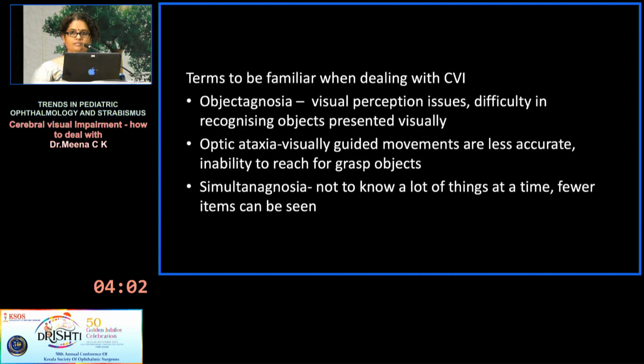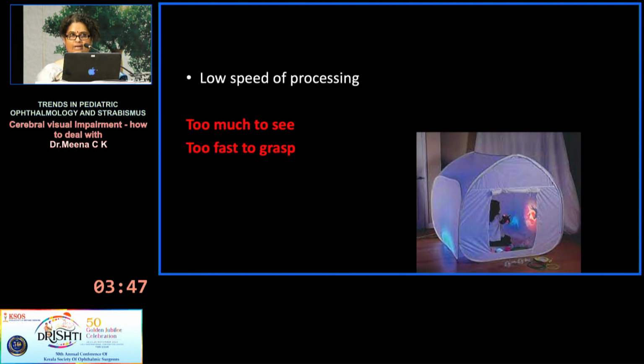And this last one is very important, simultagnosia, that is not being able to see a lot of things at a time. They can perceive only a few things. So here comes the unlearning part for us, especially for me, because whenever a child like this came to us, at least I had a habit of showing them lots of colors and lots of things, but it's not so, because their speed of processing is very low. So they can't take too much to see and too much to grasp.